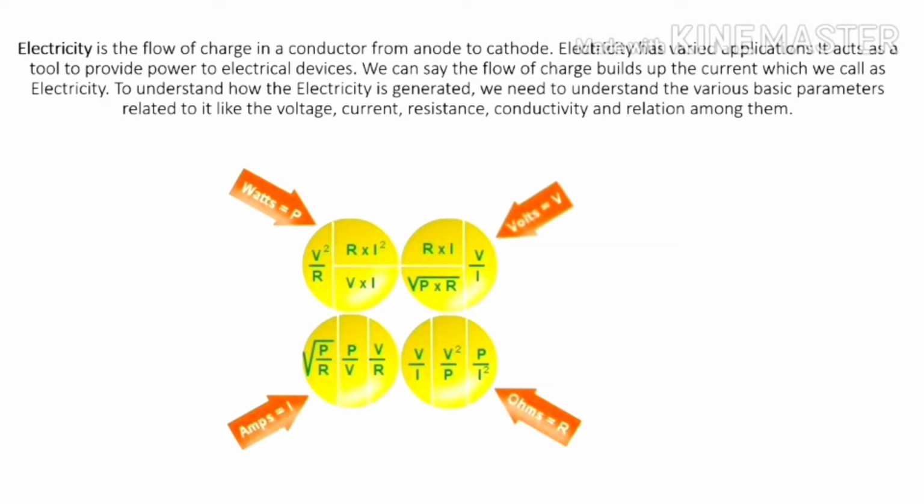Electricity is the flow of charge in a conductor from anode to cathode. At first, anode. The anode is the electrode where electricity moves into, and cathode where electricity is given out. Or simply, you can say anode is usually the positive side and a cathode is usually the negative side. Or simply, you can say anode is an electron donor and cathode acts as an electron acceptor.